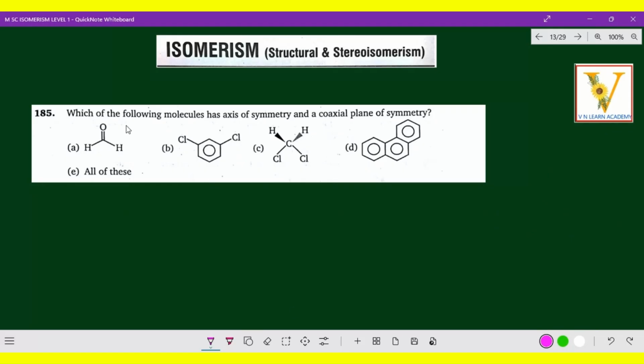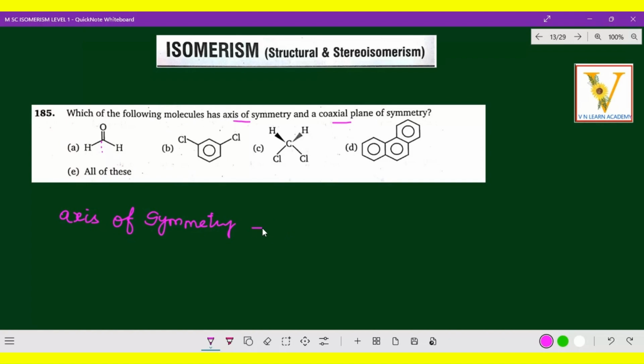The next question, as we observe: which of the following molecules has an axis of symmetry and a coaxial plane of symmetry? See here, an axis of symmetry is any imaginary line that cuts through the molecule. See, when you cut these molecules, what happened? It is bisected and it appears identical. So here, axis of symmetry.